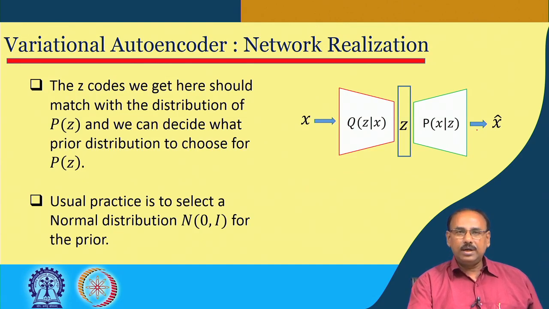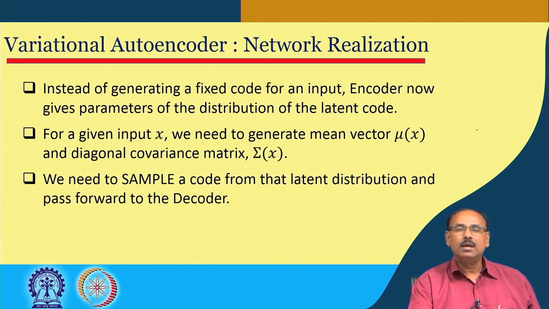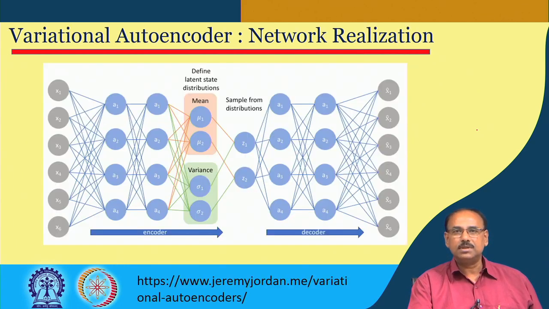It is therefore expected that the latent variable z that we get should match the distribution of P of z, and we assume a normal prior for P of z, where this normal distribution has 0 mean and unit variance. So, as you have seen, instead of getting a fixed latent variable z, what you are getting is a distribution, or the parameters of the distribution.